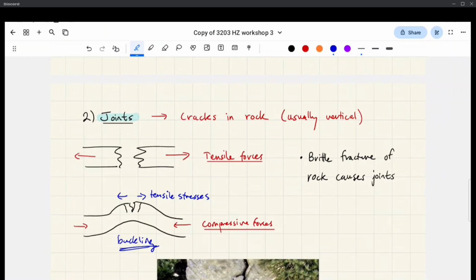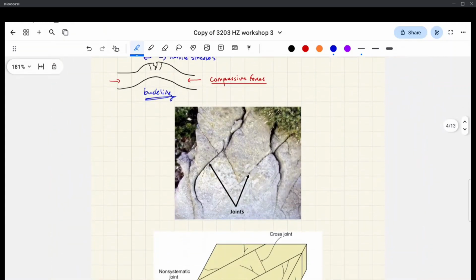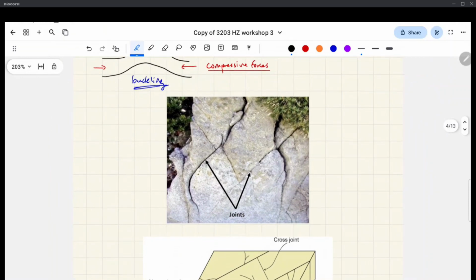Does anyone have questions about that? Okay. In terms of how joints are formed, how to identify joints firstly, and yeah, before we talk about bedding planes.